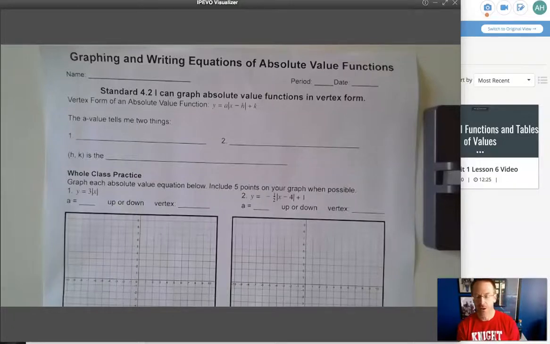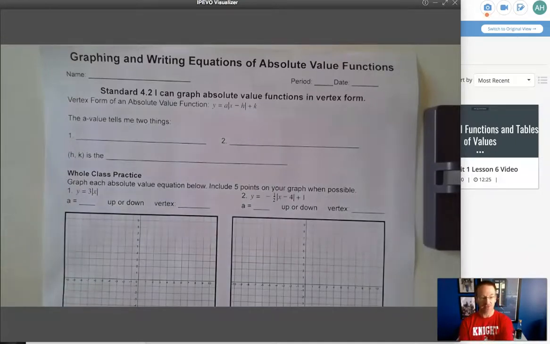All right, so I'm going to give you some help with graphing and writing equations of absolute value functions. So the last video was an exploration to help you see a couple things about our absolute value graphs. And so I'm going to summarize those now. So hopefully when you did the exploration, you saw a couple things.